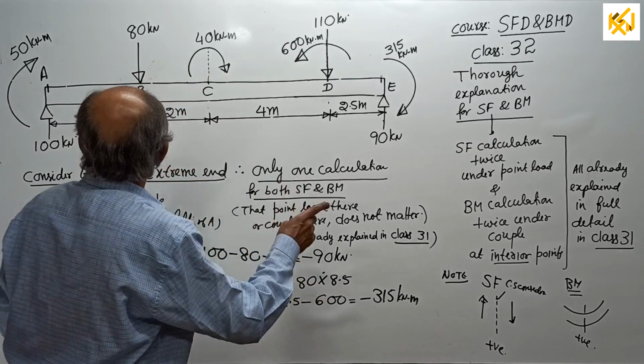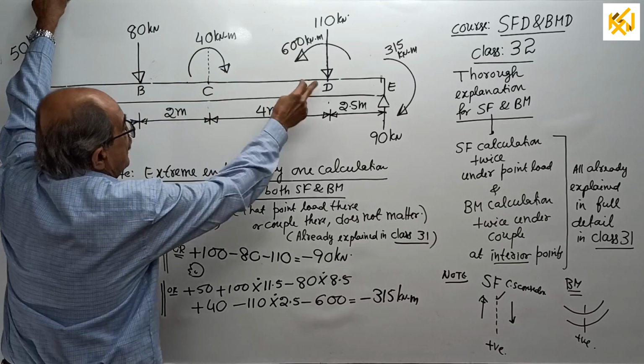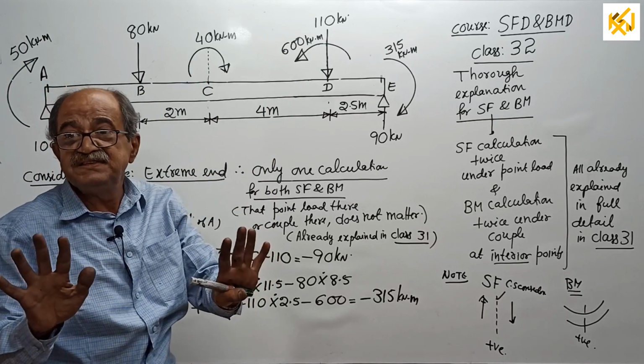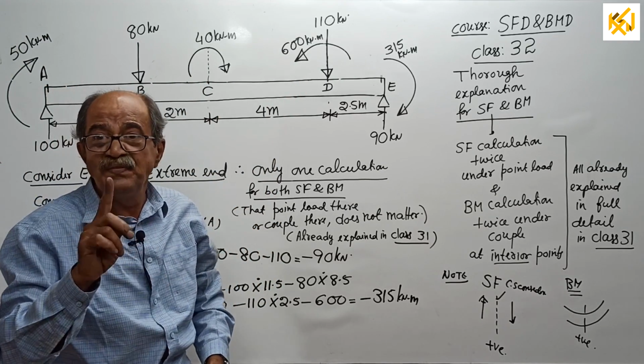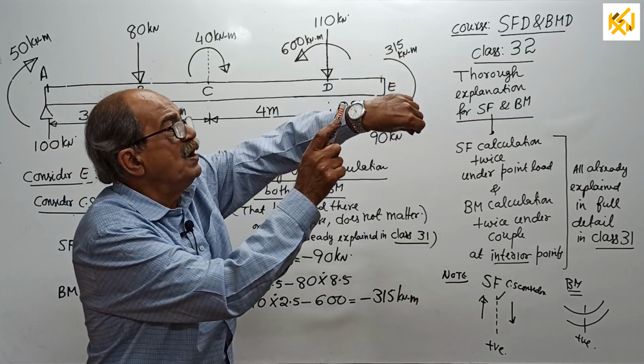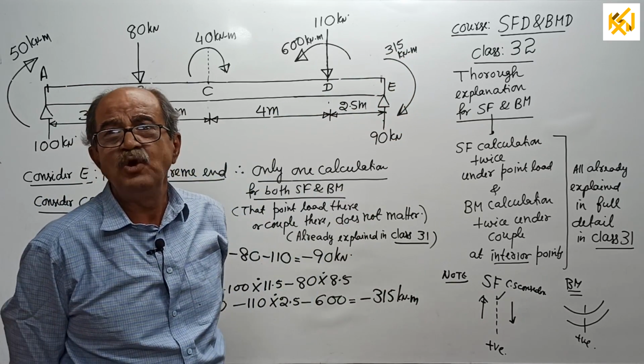Okay, now most important at B, C, D. Now those who are serious, see one thing now. I will tell you once again now: why you should never see clockwise, anti-clockwise for bending moment.